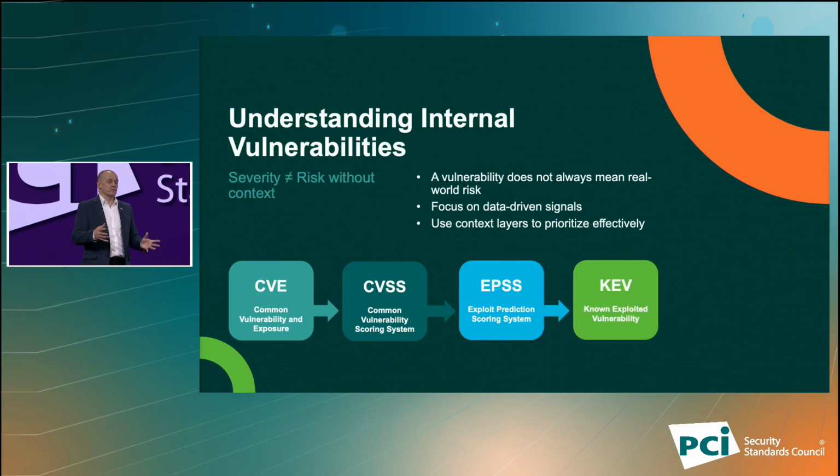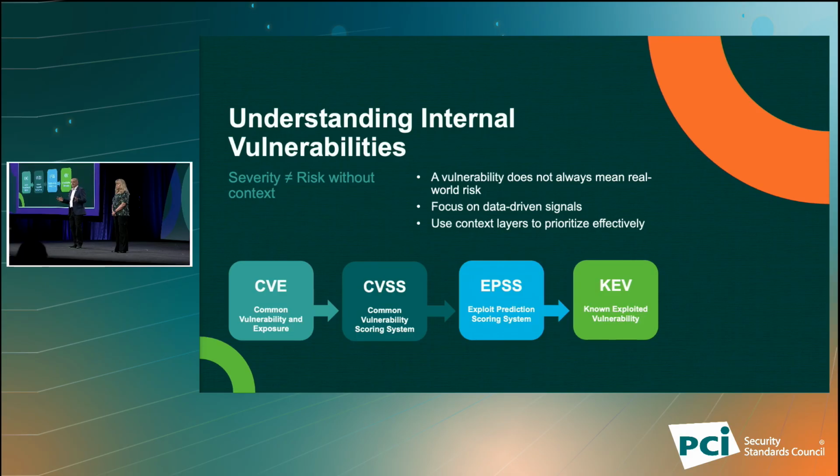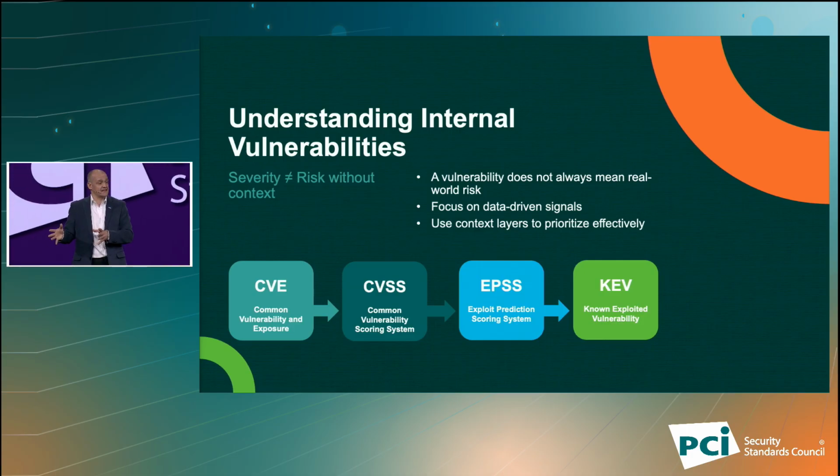Then going on from this, we have the Known Exploited Vulnerabilities, the KEV. This is where we start bringing in that real evidence. These are vulnerabilities that are being actively exploited in the wild, and they are being tracked globally. So if it's on that KEV list, we know that attackers are using it in the wild.